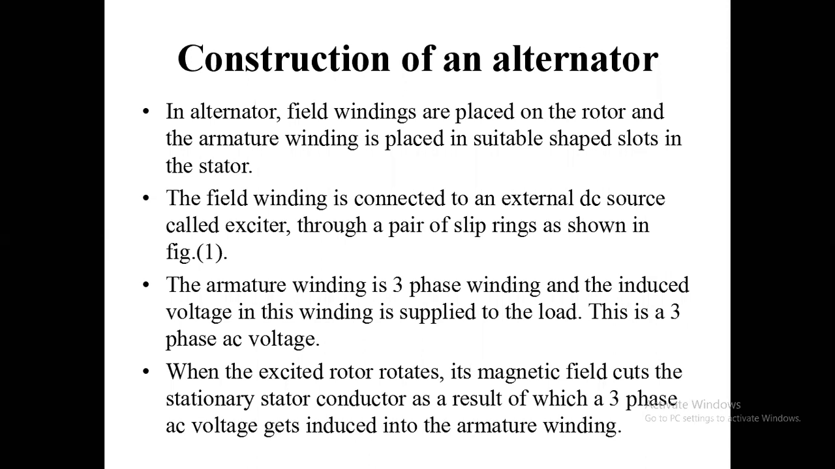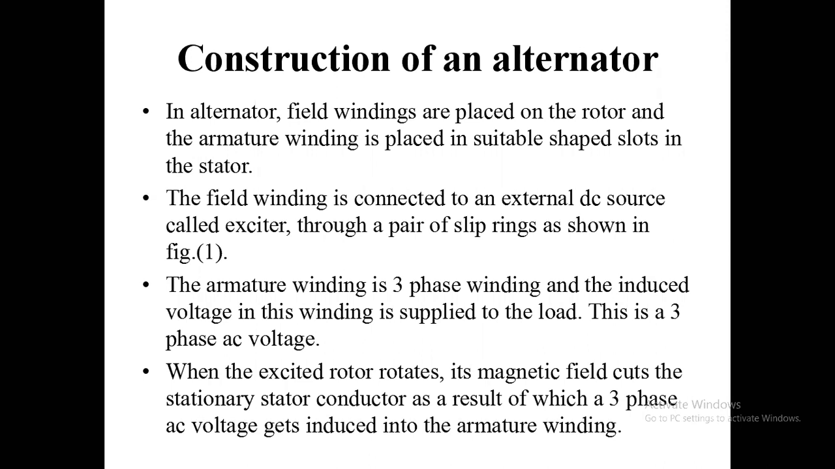When the excited rotor rotates, its magnetic field cuts the stationary stator conductors, as a result of which a three-phase AC voltage gets induced into the armature winding. The field winding is placed on the rotor and the armature winding is placed on the stator. This armature winding is a star connected network with the neutral grounded. The field winding is supplied with an external DC supply.